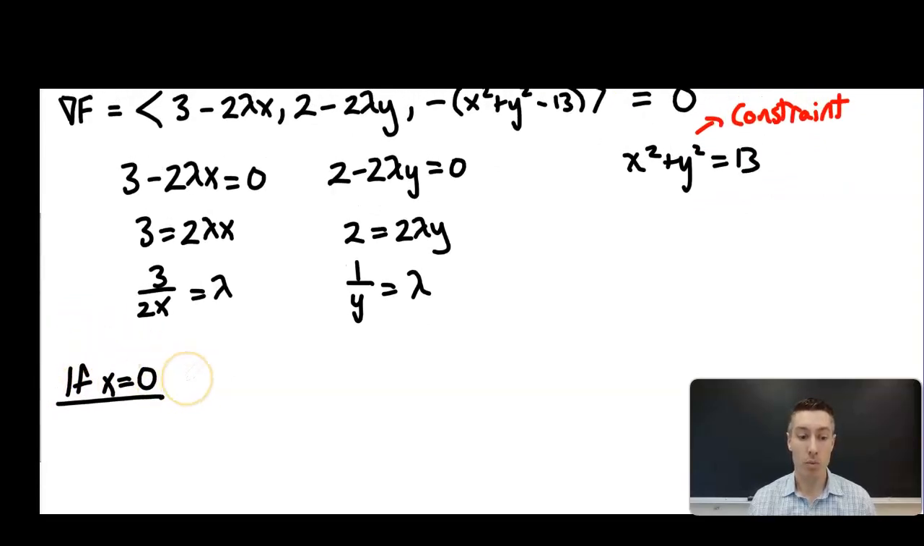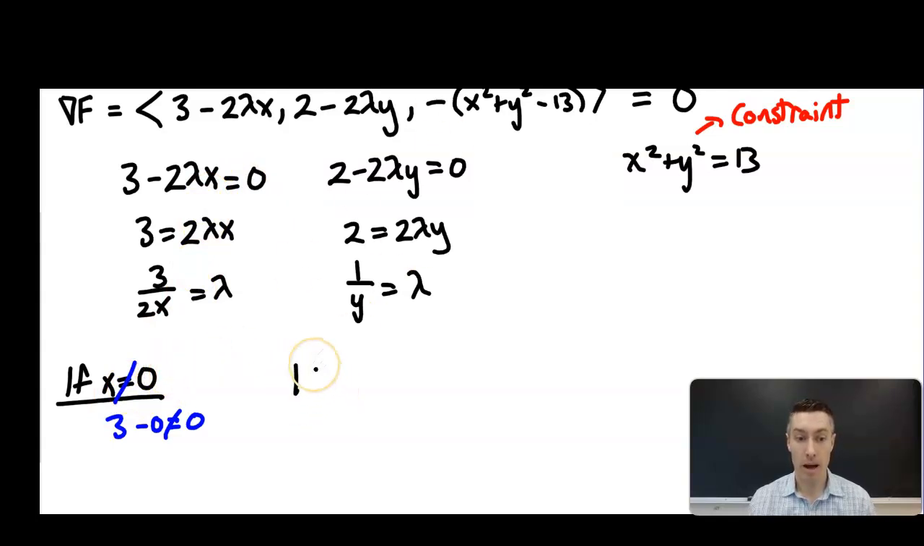So if x were to be 0, then all three equations have to be 0, remember. So if we plug into the first part, x is 0, we'd have 3 minus 0 equals 0, which is not true. So in order for this equation to be equal to 0, x cannot be 0. So we're good, x is not 0.